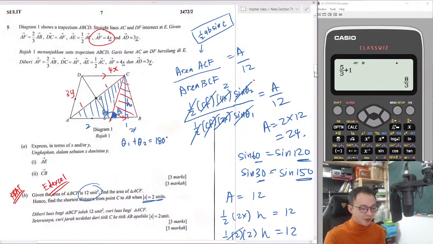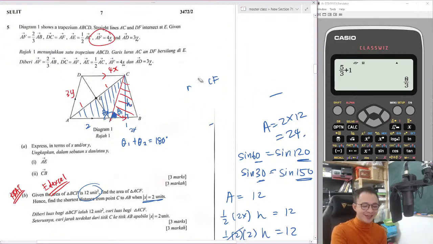Definitely you can use the common height also, should be fine. If you don't like this one, you can use the half times base times height, right? But it depends on how well you understand triangles, because I see some students keep asking me, sir, use common height, use common height.